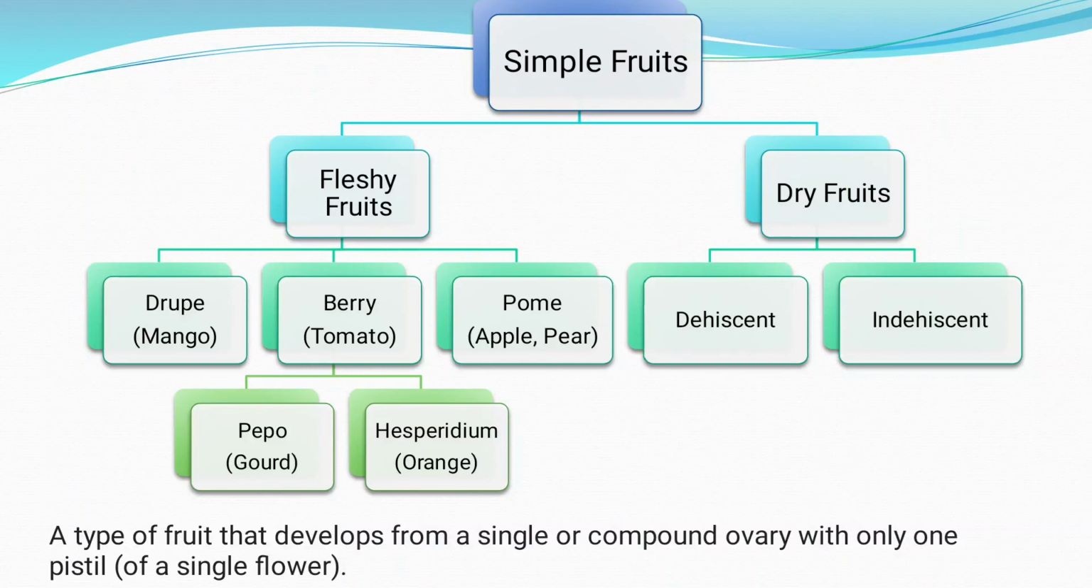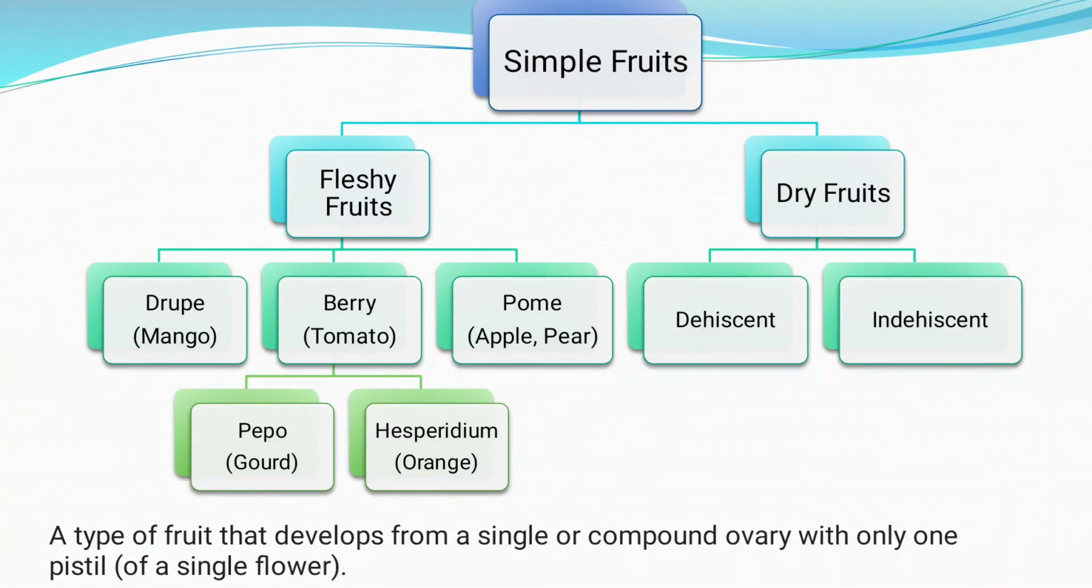So the fruit which is developed from the simple or single or compound ovary having one pistil. So only one pistil is present in that flower, so that develops into fruit called as simple fruit. So there are two types of simple fruits. First fleshy fruits and then dry fruits.